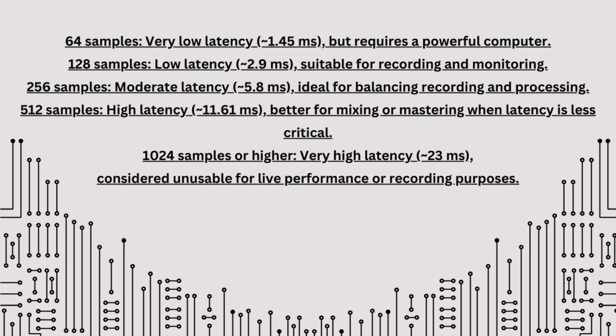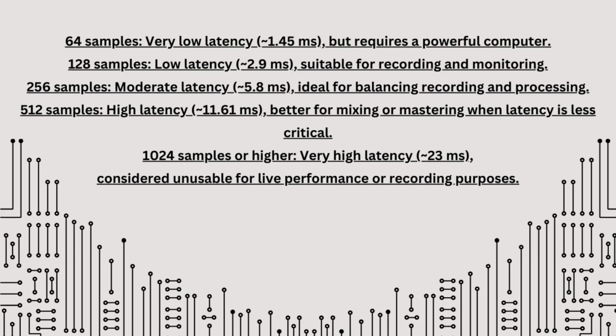64 samples is a very low latency at around 1.45 milliseconds, but it does require quite a powerful computer. 128 samples is low latency at 2.9 milliseconds and is suitable for recording and monitoring. 256 samples is a moderate latency at around 5.8 milliseconds and is ideal for balancing and recording as well as processing. 512 samples is getting into high latency at 11.61 milliseconds. This is better for mixing and mastering when latency is less critical.